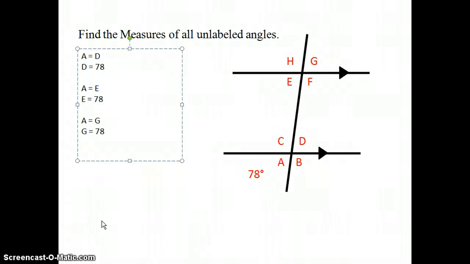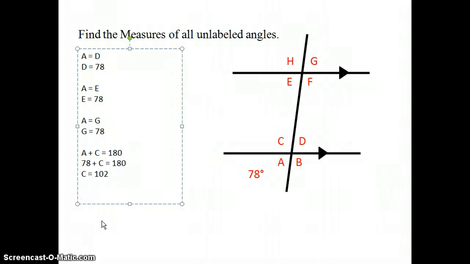Now, we're going to have to start using things like linear pairs. So we know that A and C are a linear pair. So we know that the measure of angle A plus the measure of angle C will equal 180 degrees, which we can then write as 78 plus C equals 180. Subtract 78 from both sides, and we'll end up with the measure of angle C equaling 102 degrees.